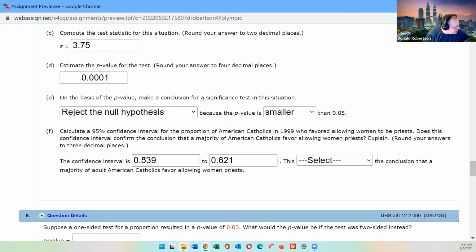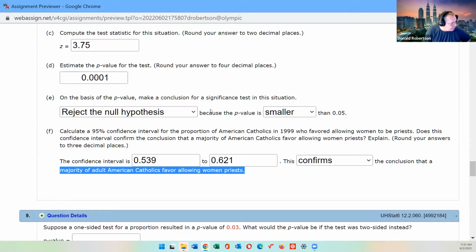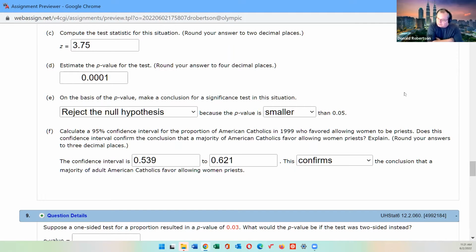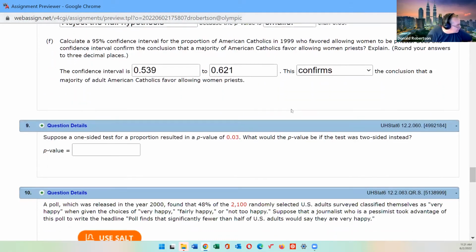And would you agree that this interval backs up what we have here? It's bigger than 50%, so this confirms it. I wish they had put a sentence like this at the bottom. When you say you reject the null hypothesis, couldn't you say then we have evidence that proves the majority of Americans are in favor of priests being women in this question? Any questions about that? Are we getting the flow for how this process from start to finish is going to work?